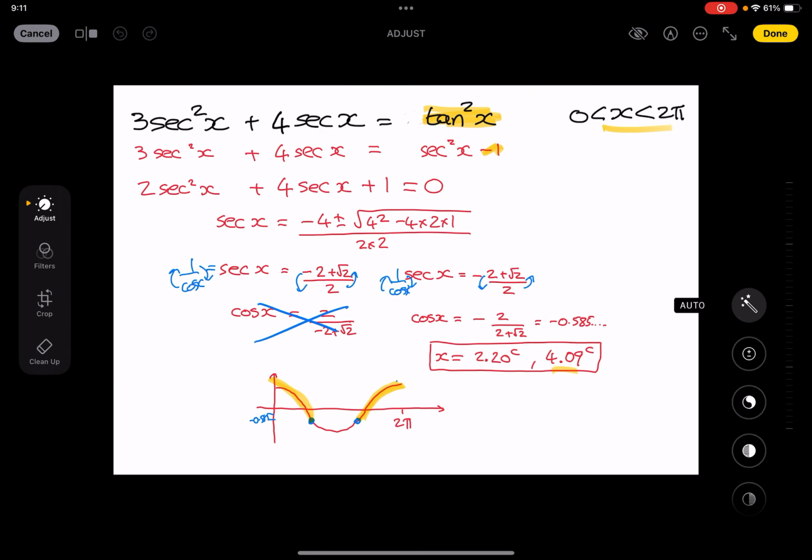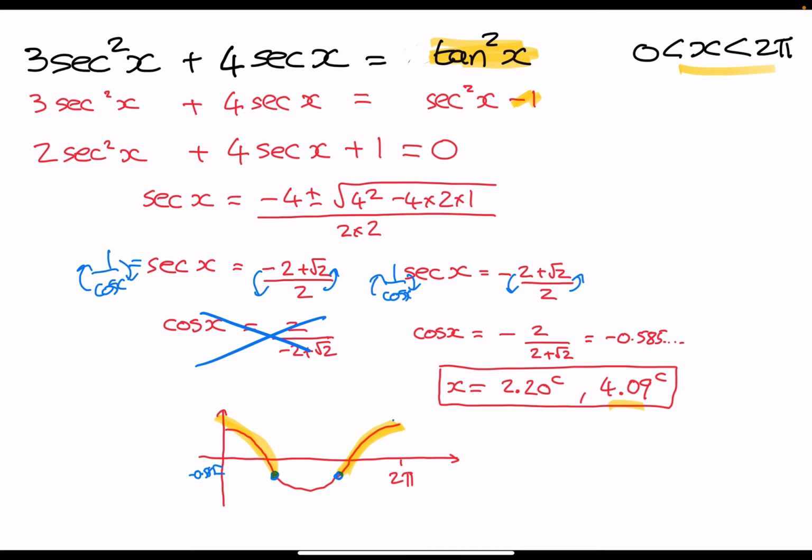So those are 5 examples of using the new trigonometric identities of sec, cosec and cot to solve various types of equations.